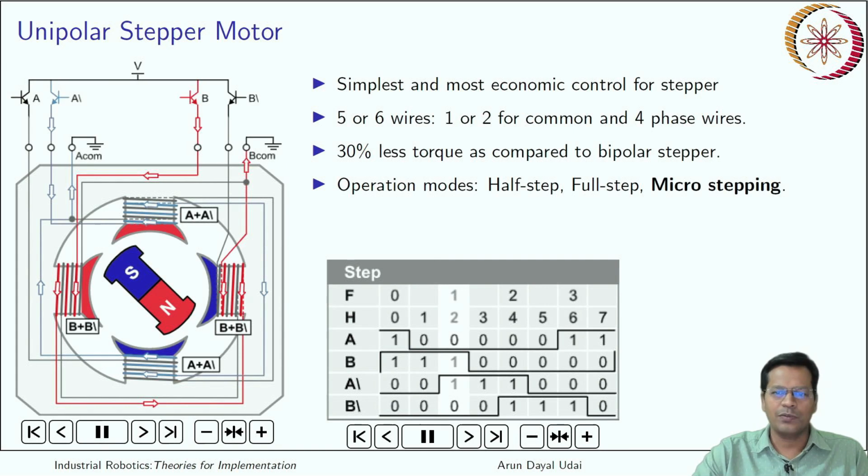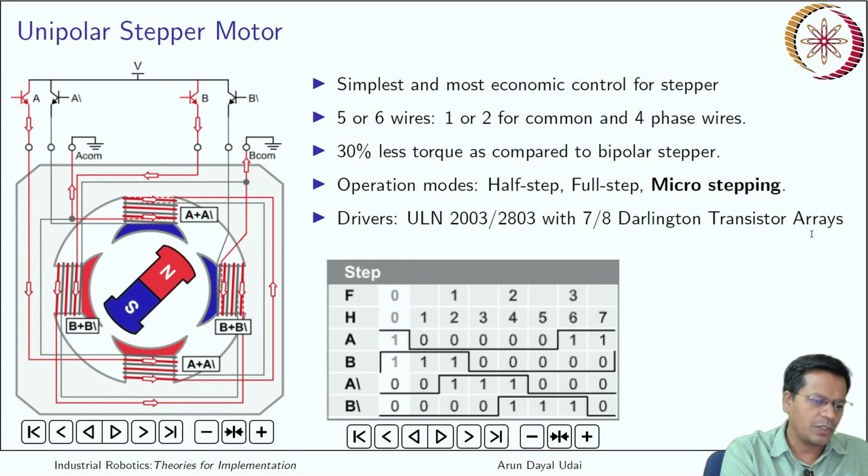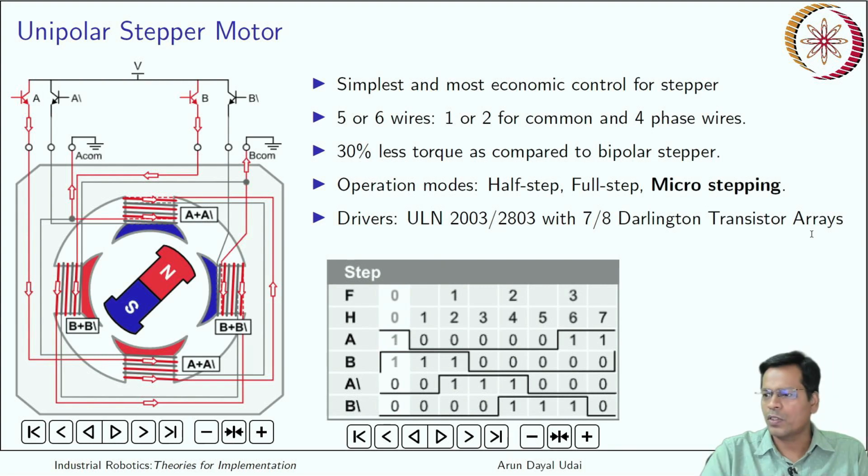Now let us see what other types of stepper motor there are. A commonly used driver is the ULN2003 or 2803, which uses 7 or 8 Darlington transistor arrays. I should again discuss this one, so let me come back to this whiteboard.